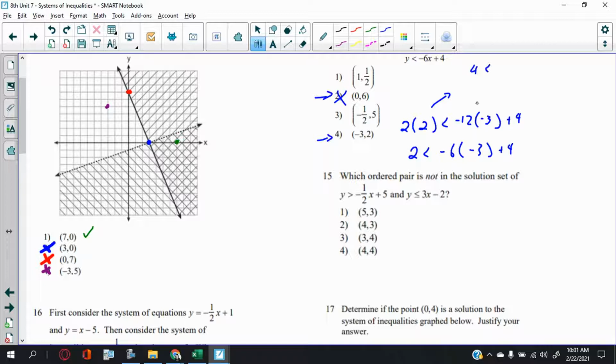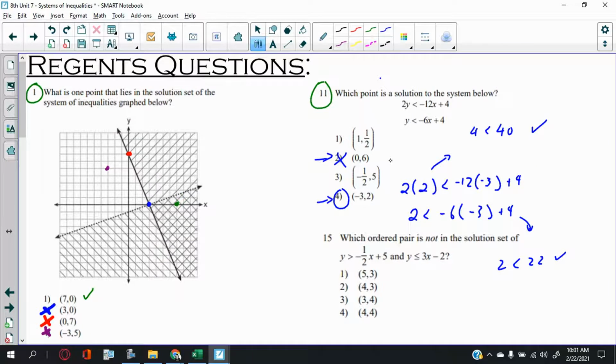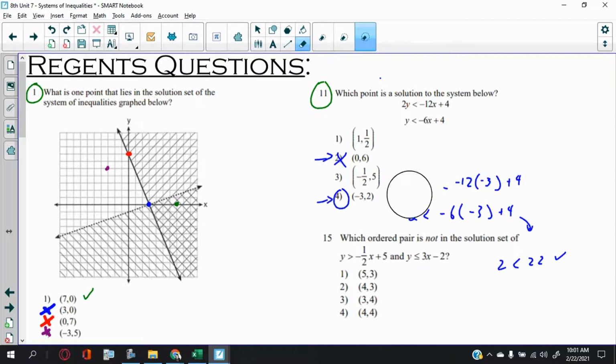So 4 is less than... negative 12 times negative 3 is 36. 36 plus 4 is 40. Is 4 less than 40? Yeah. Then let's try this one out. 2, and then 18 plus 4 is 22. Is 2 less than 22? Yep. So that's it, there's our answer. In other words, there's no need to do these two fraction ones. Let me erase this. All right, 15.